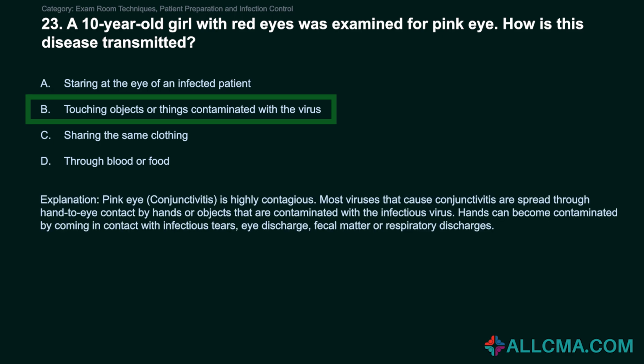Pink eye, conjunctivitis, is highly contagious. Most viruses that cause conjunctivitis are spread through hand-to-eye contact by hands or objects that are contaminated with the infectious virus. Hands can become contaminated by coming in contact with infectious tears, eye discharge, fecal matter, or respiratory discharges.